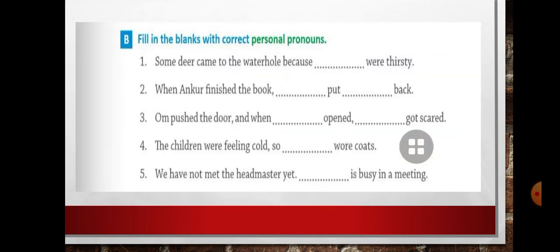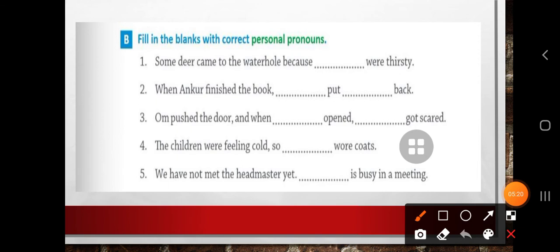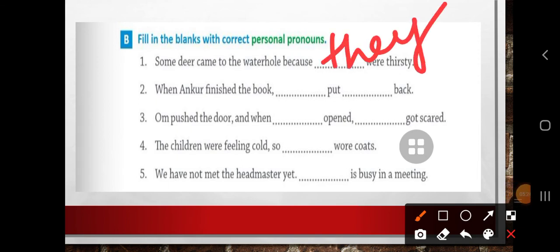Now here an exercise is given. Fill in the blanks with correct personal pronoun. What you have to fill here is personal pronouns. Some deer come to the water hole because dash were thirsty. Here some deer, it means deer are more than one. So you use they, like this.